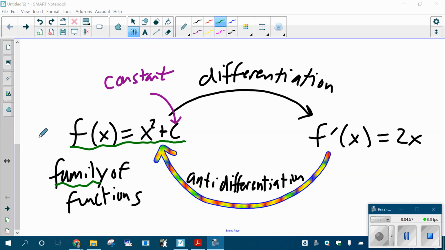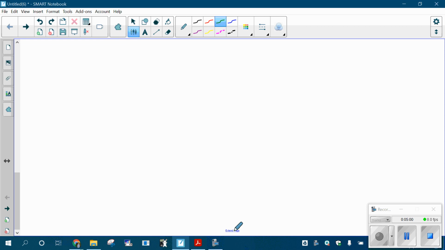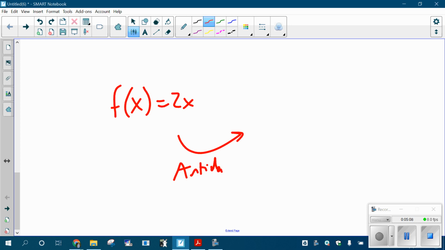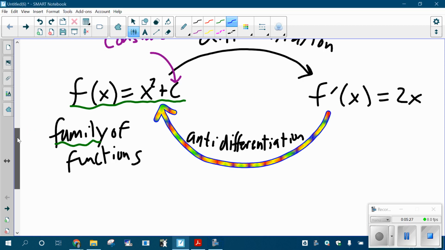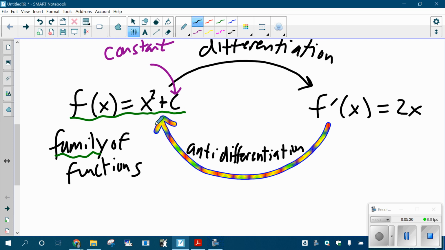A couple of other notes. A lot of times when you have f of x equals 2x and you want the antiderivative, you call it big F of x. So you use lowercase for the original function and a capital to represent the antiderivative of it. A couple other comments. Sometimes you hear people talk about differentiation and anti-differentiation, but anti-differentiation has a formal name, and it's called integration.